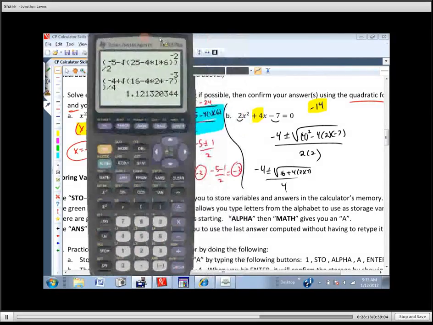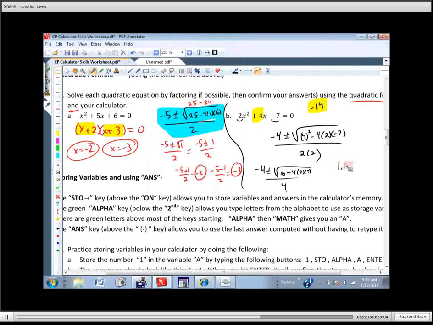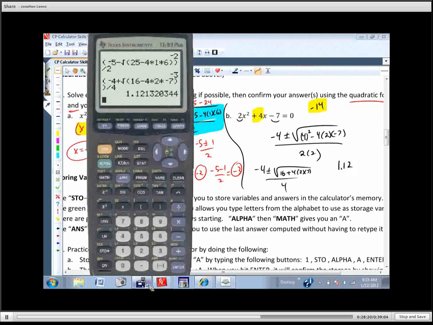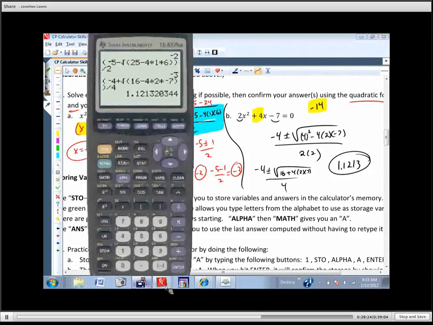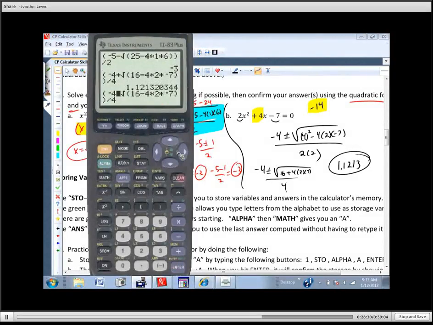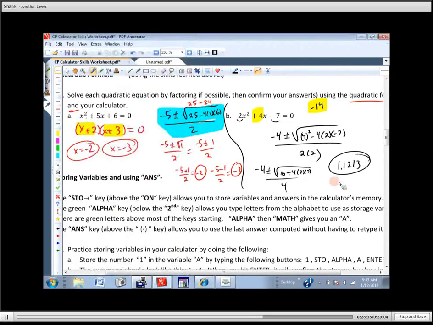Okay. That's one of the answers. So one of the answers is 1.12, and what was the rest of it? 13. Okay. There's one answer. Okay. How do I get the other answer? Okay. All I do is recall that, and I'm going to change that to a minus rather than a plus. So the other one is -3 with the same decimal behind it, -3.1213. So there are the two answers. Okay? Any questions?